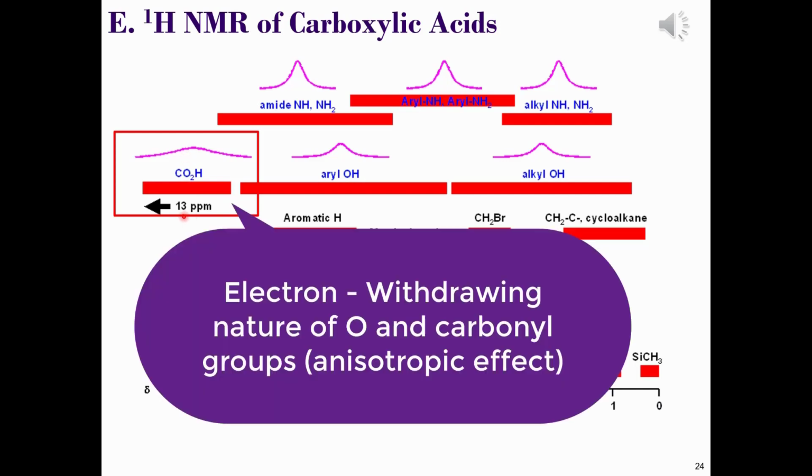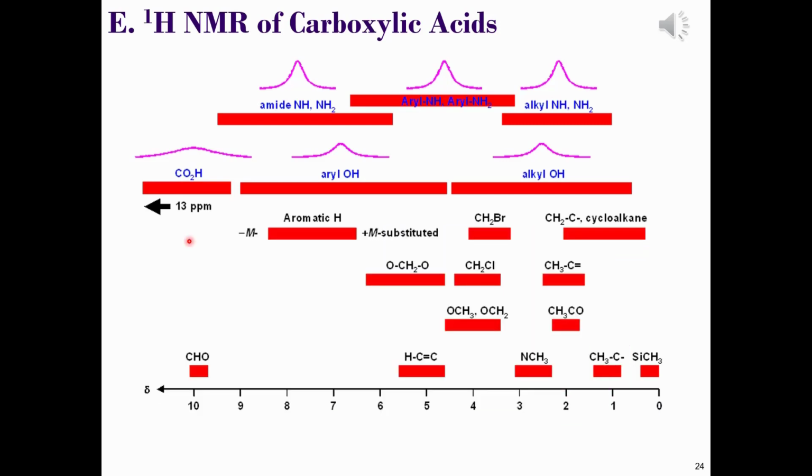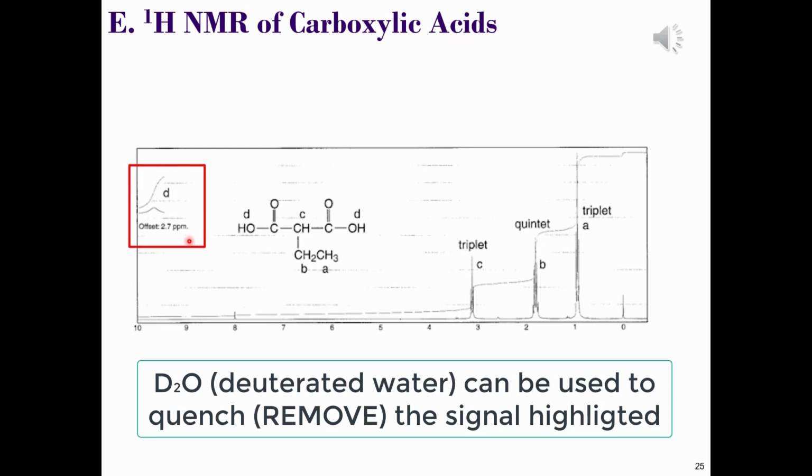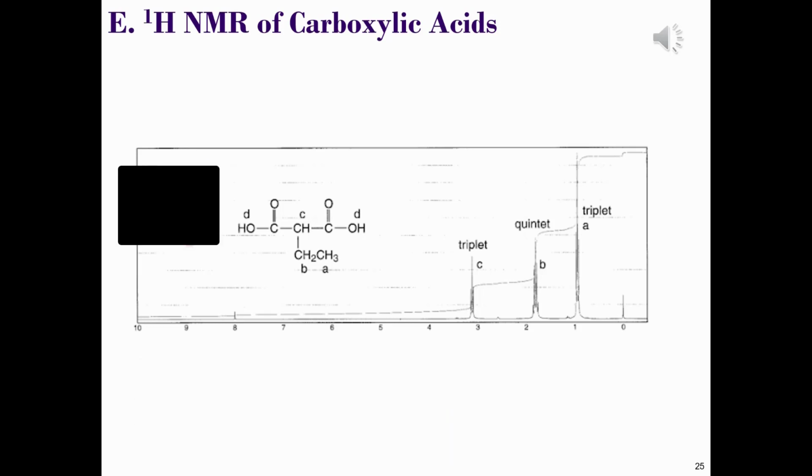Now this is because of the electron withdrawing nature of the carboxylate group and the anisotropic effect of the neighbouring carbonyl bond. Let's take a look now at the proton NMR for a carboxylic acid. Just as it was possible to quench, that is to remove the OH and NH signal using deuterated water, the same is true for carboxylic acid protons. As expected, peak D would disappear when dissolved in a deuterium donating solvent.